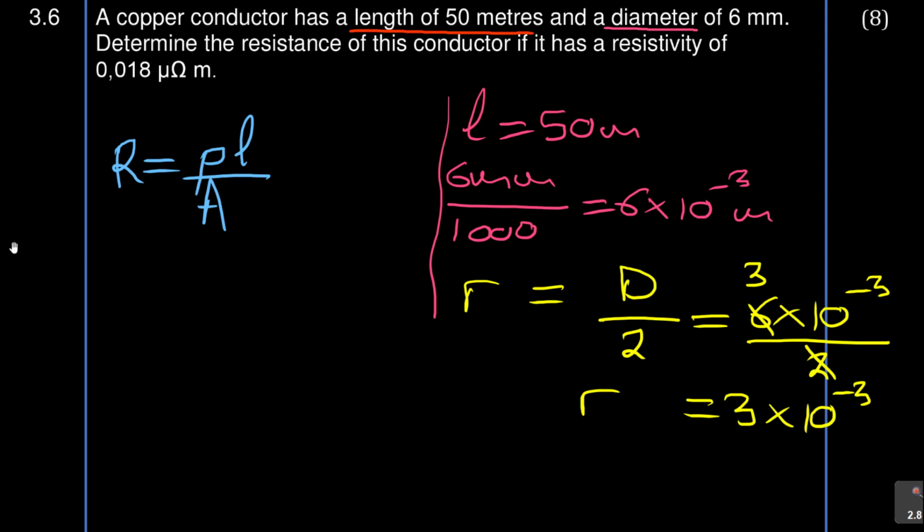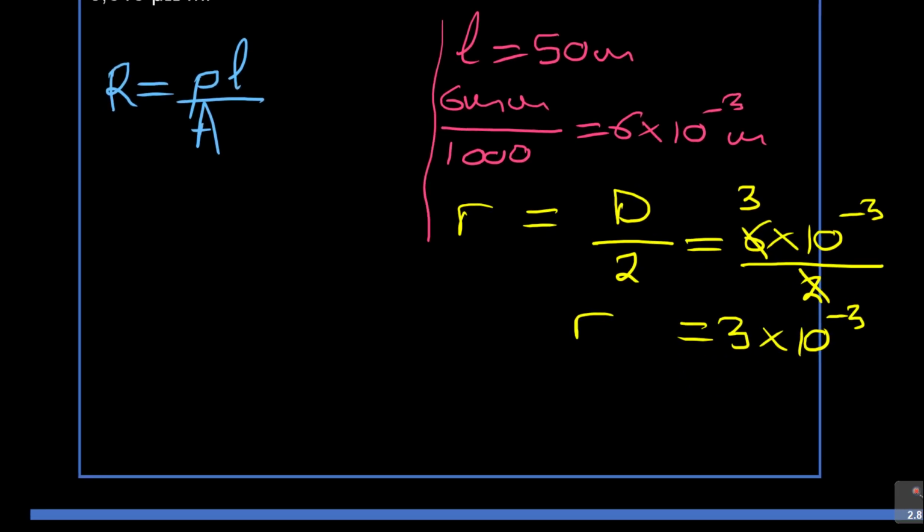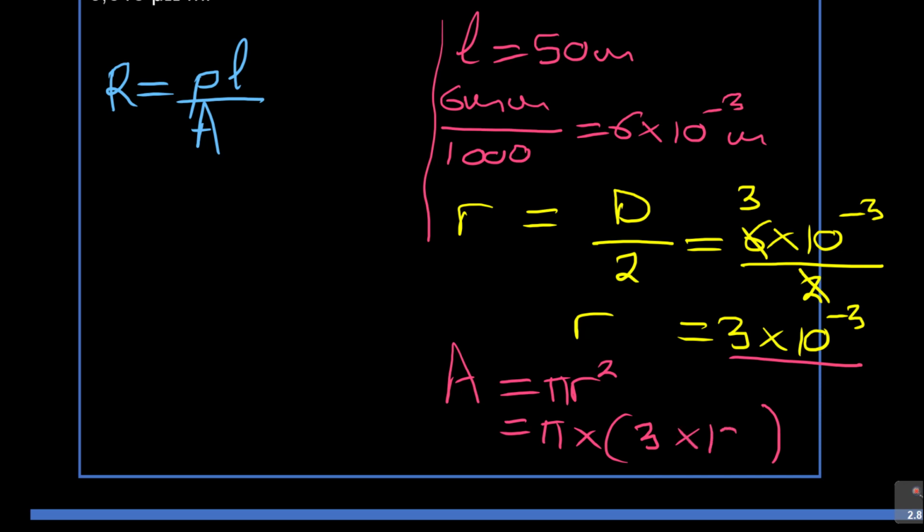But now, why are you doing that? You are not given the area. Remember, they gave you the length, they gave you the diameter, but why are you doing it? So that you can say my area A is pi r squared, which is equal to pi times your r, put a bracket, which is 3 times 10 to the power negative 3, and then you square that. That's the most important thing.